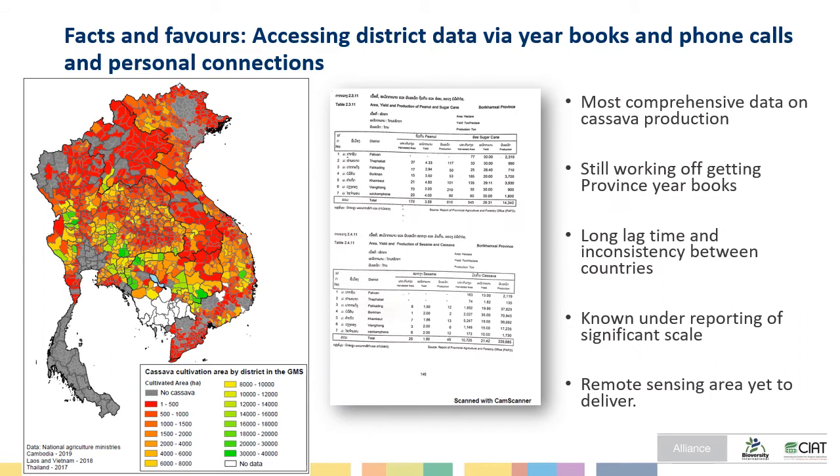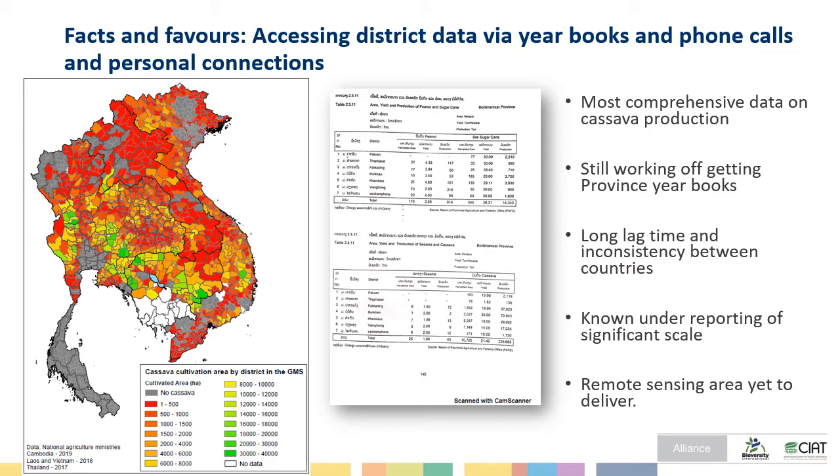So I've called this slide Facts and Favours. The map on the left is quite a pretty map, but the amount of time and effort that went into getting the data to put that map together is quite considerable. In all countries, the data isn't really collated at the district level, and you have to go to every province basically to get the district level production. We still have issues with long lags. If you're using FAO data for anything, you have a 2 to 3 year lag. The national data is usually a 1 to 2 year lag. And then once you do get the data, we know there are huge discrepancies in what's reported and what's really happening.